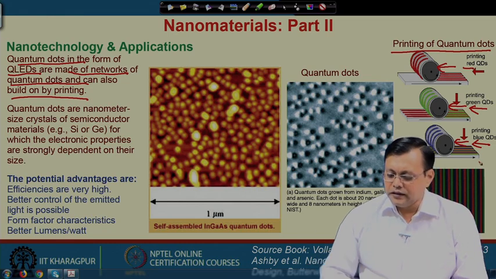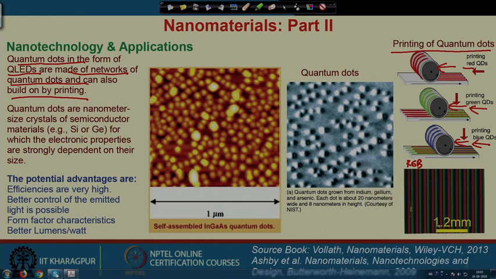This is a very small scale actually. So, 1.2 millimeter, and inside the structures appear as such very small quantum dots. So, quantum dots are nanometer size crystals, they are basically semiconductors like silicon and germanium, for which the electronic properties are strongly dependent on their size.